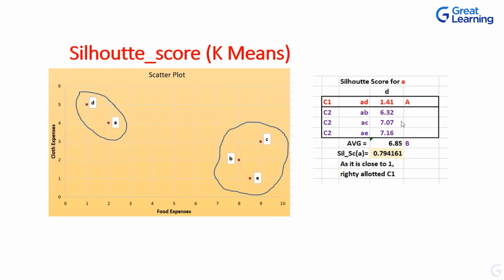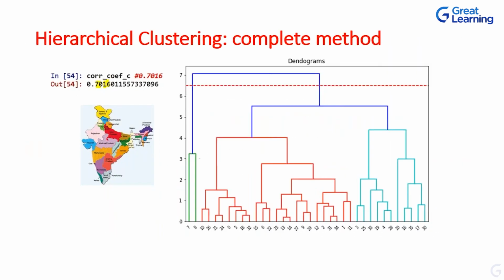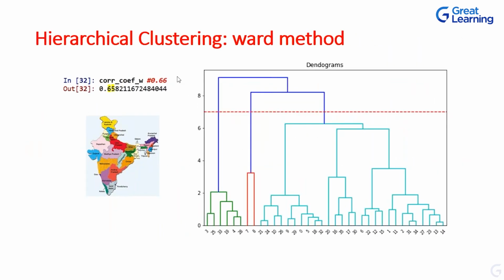So is this clear, my dear? The purpose is how to judge whether A is properly clustered or not, whether B is properly clustered or not, whether E is properly clustered or not, whether C is properly clustered or not. How you will find out, how you will validate, how will you cross check. So Silhouette score is for that purpose. I hope I have given the answer.